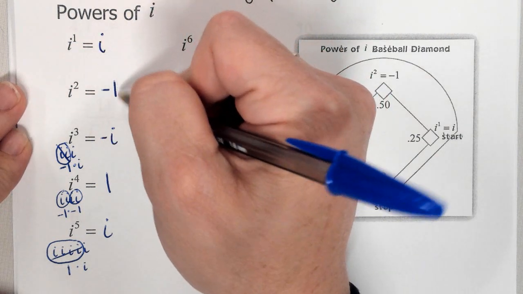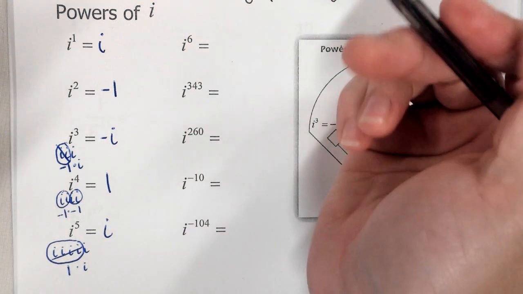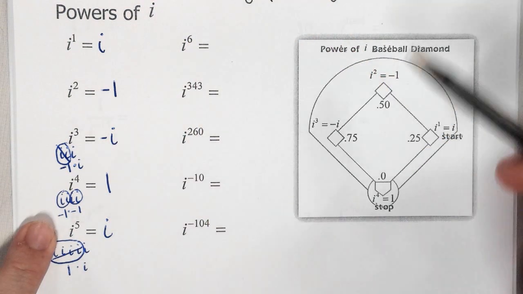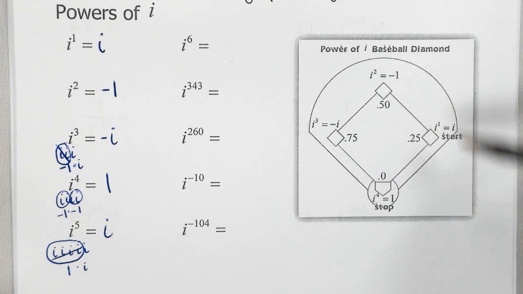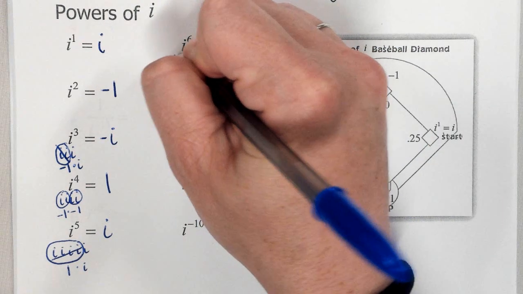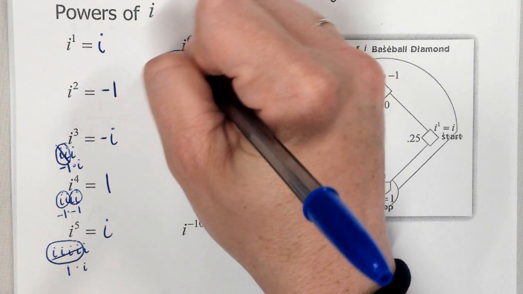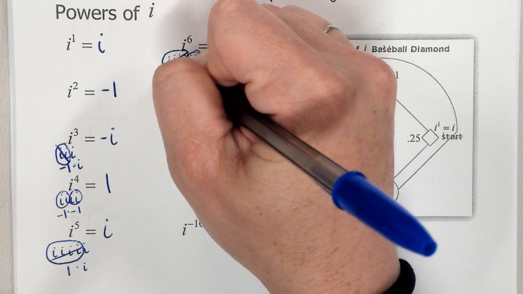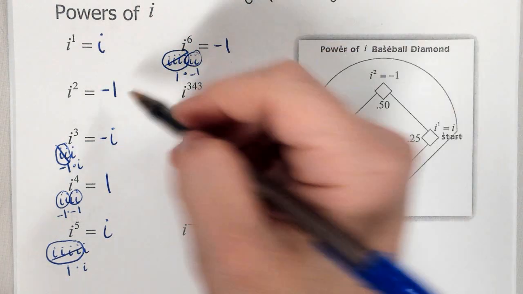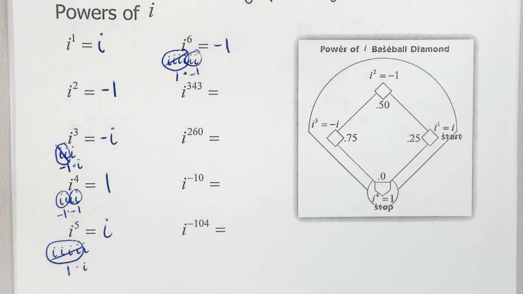So how many options were there? 4. 1, 2, 3, 4. Yeah, positive i, positive 1, negative 1. So there are 4 options. Because if we did it again with 6, 1, 2, 3, 4, 5, 6, 4 of them makes a positive 1, 2 of them makes a negative 1. What's 1 times negative 1? Negative 1. Isn't that the next one? Didn't it just keep going in the pattern?